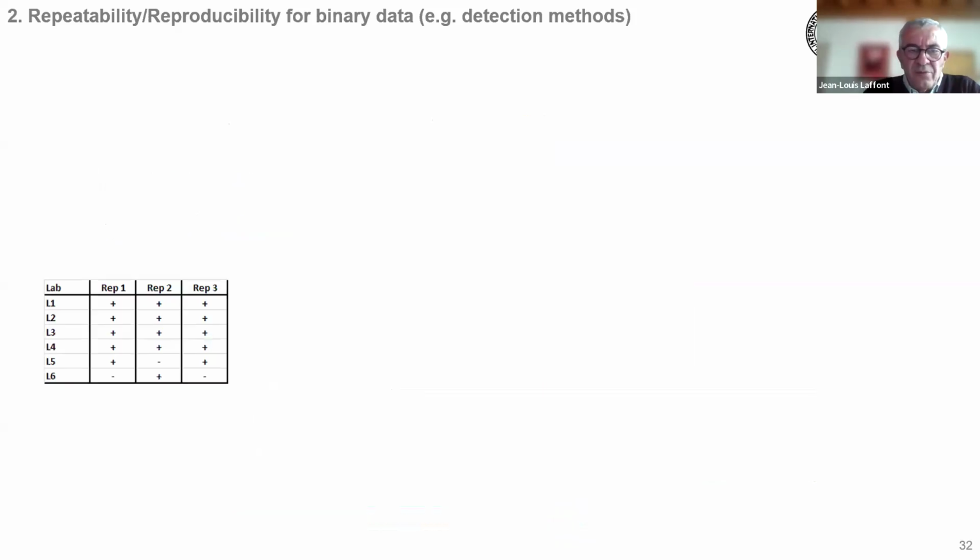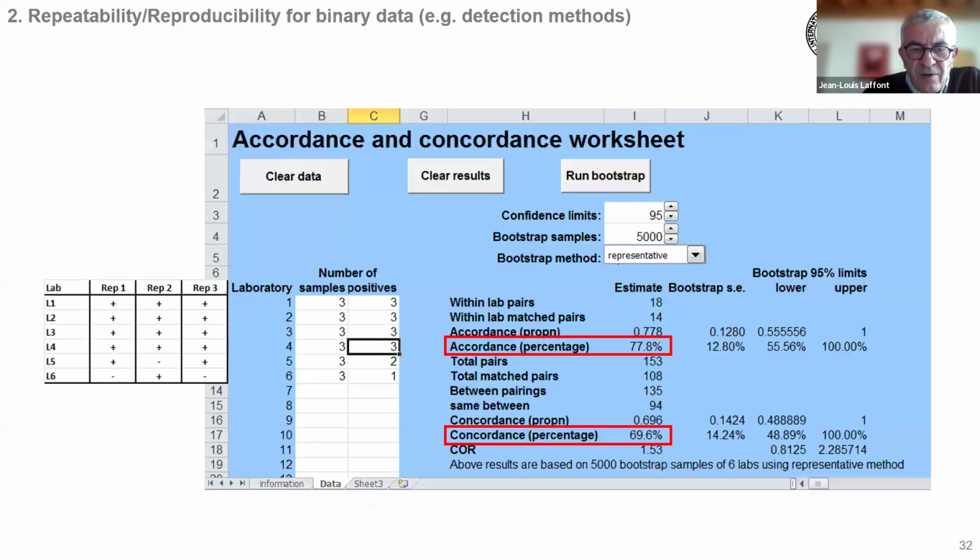Let's see how we make the computation using our small example. We enter here the data: the number of samples, 3 everywhere, and the number of positive samples, 3 for the first one, 2 for lab 5, and 1 for lab 6. Then you will get the accordance, 78%, and the concordance, 70%. You have an additional feature: you can compute the confidence interval using the bootstrap method. Here the confidence interval is very large because we don't have a lot of samples, so we have some uncertainty.